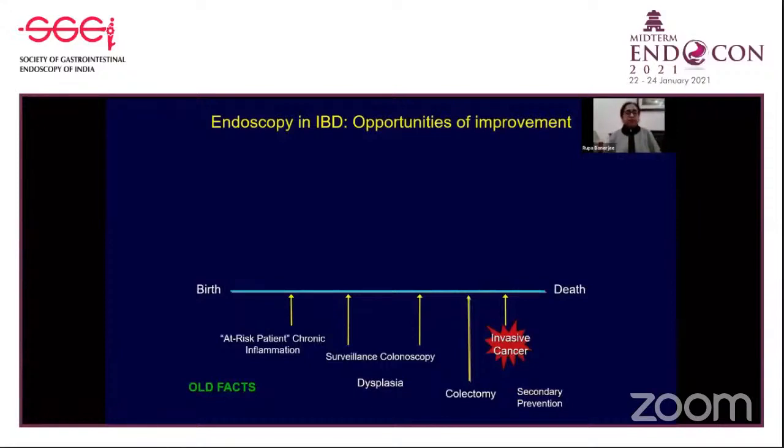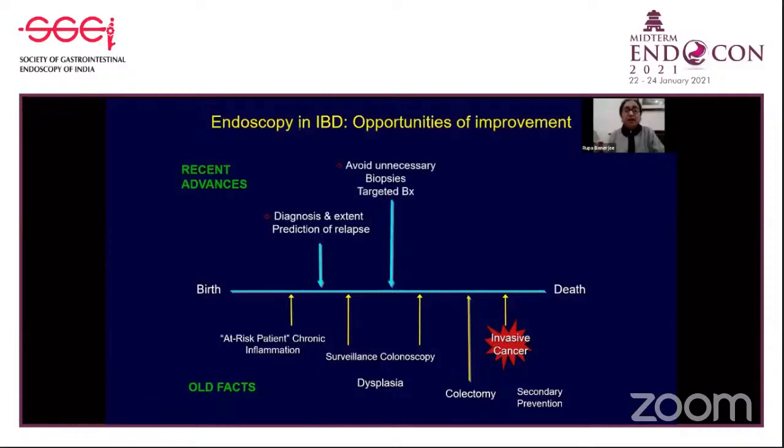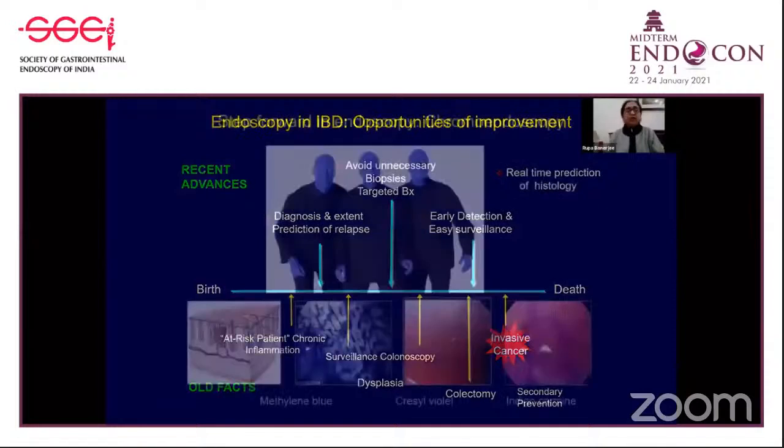Endoscopy in IBD, there are of course opportunities for improvement. What the old facts were: patients were at risk of chronic inflammation, surveillance colonoscopy, detect dysplasia, go for colectomy if there is cancer, secondary prevention. But now there are recent advances: predicting relapse by doing advanced imaging, will this patient relapse? Avoid unnecessary biopsies, not the random biopsy anymore, targeted biopsy. Early detection, easy surveillance, EMR, ESD if needed. Real-time, if possible, the pathology also while you're doing it.